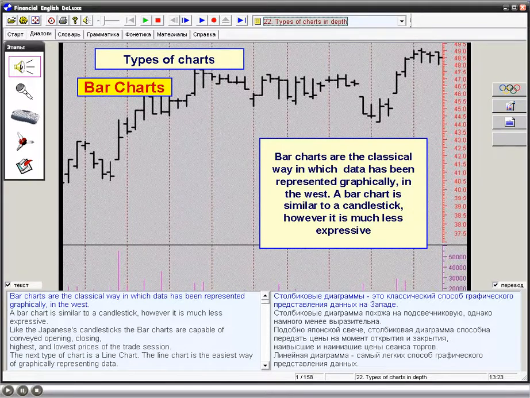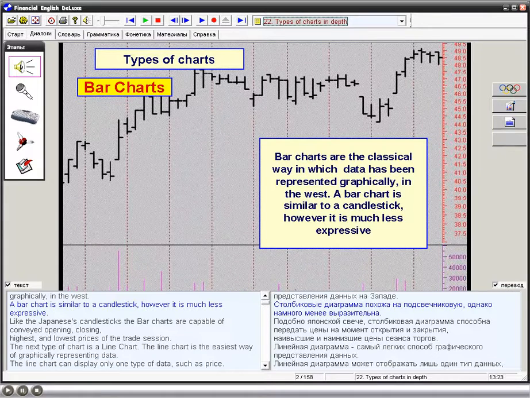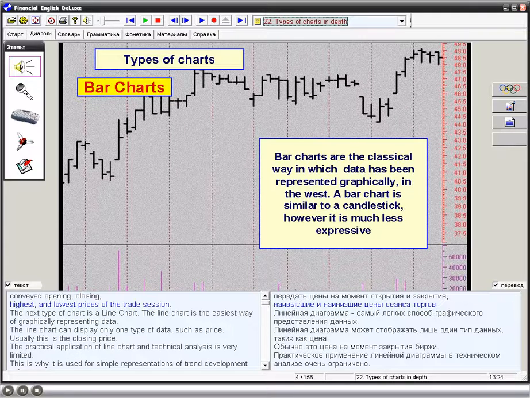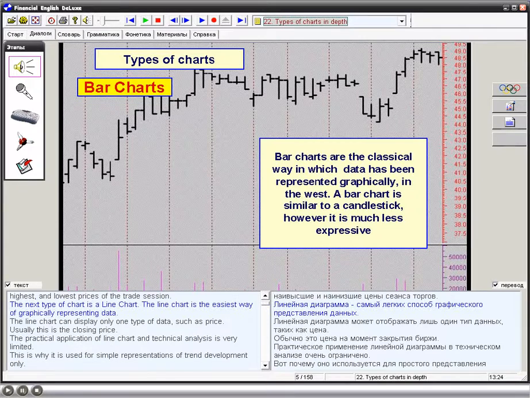Bar charts are the classical way in which data has been represented graphically in the West. A bar chart is similar to a candlestick, however it is much less expressive. Like the Japanese candlesticks, bar charts are capable of conveying opening, closing, highest and lowest prices of a trade session.